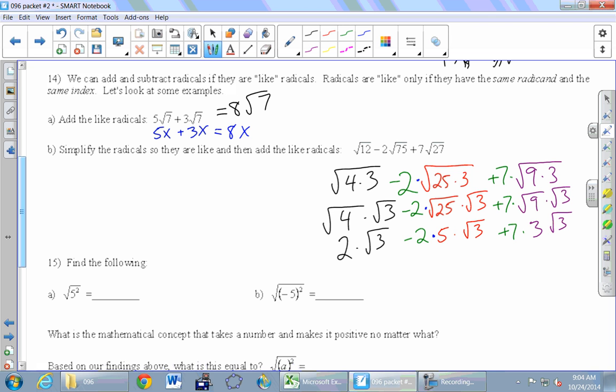Okay, and now we're going to clean up. I think we got just 2 steps left here. So the 2 radical 3 we can't do anything with. But we can multiply the 2 and the 5. So this becomes a minus 10 radical 3.